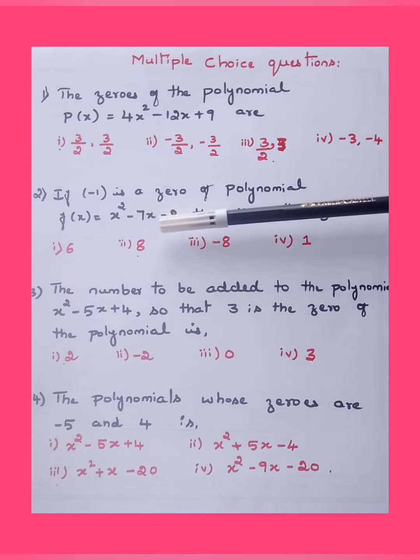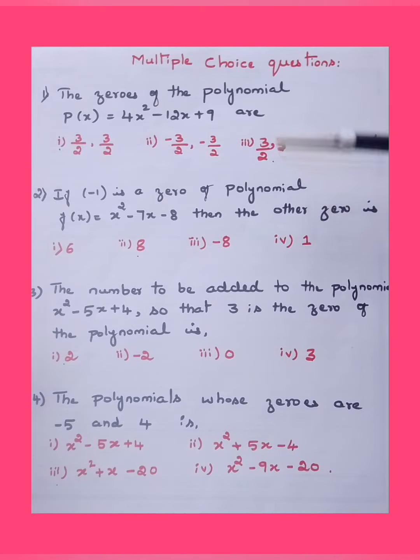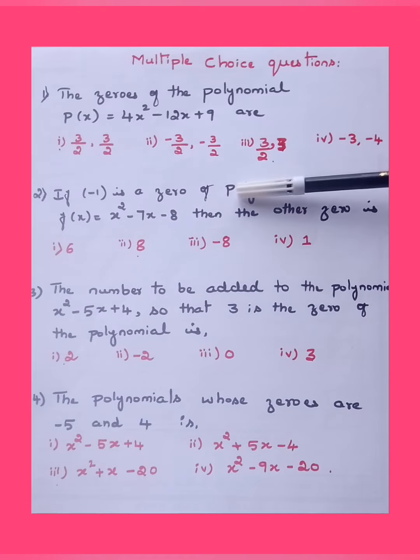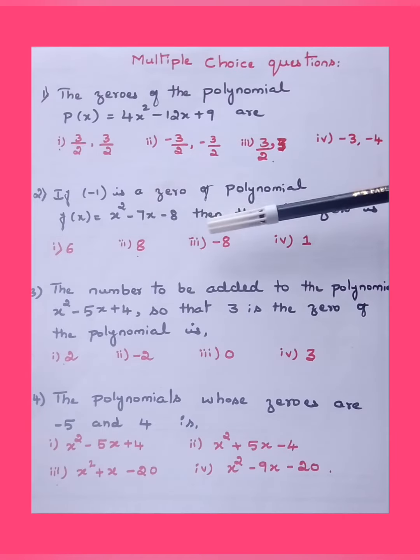If minus 1 is a zero of a polynomial f of x is equal to x square minus 7x minus 8, then the other zero is. So, first method is you can just factorize it and find the x values. Hence, those x values will be the zeros of the polynomial. In the second case, you can do it in two methods. First one, you can factorize this and find the zeros of the polynomial. So, one answer will be minus 1 for sure, the other answer you need to find out.